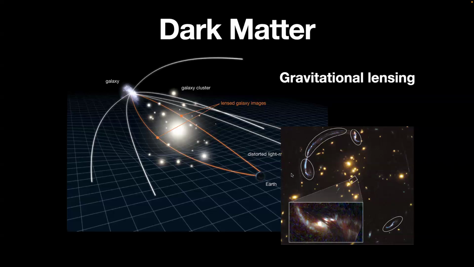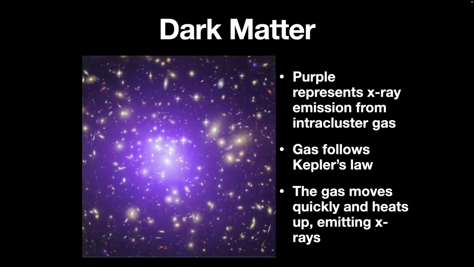But we can use these distortions to figure out actually how much mass is in the galaxy cluster. Finally, we can look at X-ray emission from galaxy clusters. Stars don't emit much in the X-ray, but hot gas does. So in clusters, there is a lot of gas moving around between the galaxies. Call it intra-cluster gas. And the more mass is in the cluster, the faster the gas moves. So the faster it moves, the more it heats up and emits X-rays.